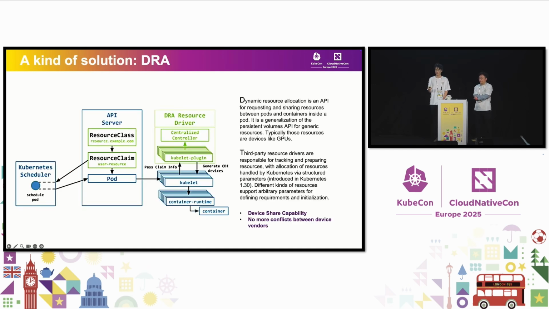And one kind of solution is DRA. This is called dynamic resource allocation. It is an API for requesting and sharing resources between pods and containers inside a pod. It is stable in version 1.32 of Kubernetes, and you need to set a resource claim and a resource class, and every device vendor needs to implement their own DRA driver, which communicates with Kubernetes to do the device sharing, scheduling and allocating.